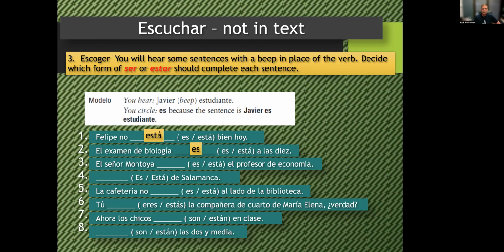Número 3, el señor Montoya es el profesor de economía. That's his identity. Es de Salamanca. That's his origin, his identity as well. It's where he's from. Número 5, la cafetería no está al lado de la biblioteca. That would be the location of the cafeteria. It's not next to the library. Número 6, tú eres la compañera de cuarto de María Elena, ¿verdad? Número 7, ahora los chicos están en clase. That's their location. Y número 8, son las 2:30.